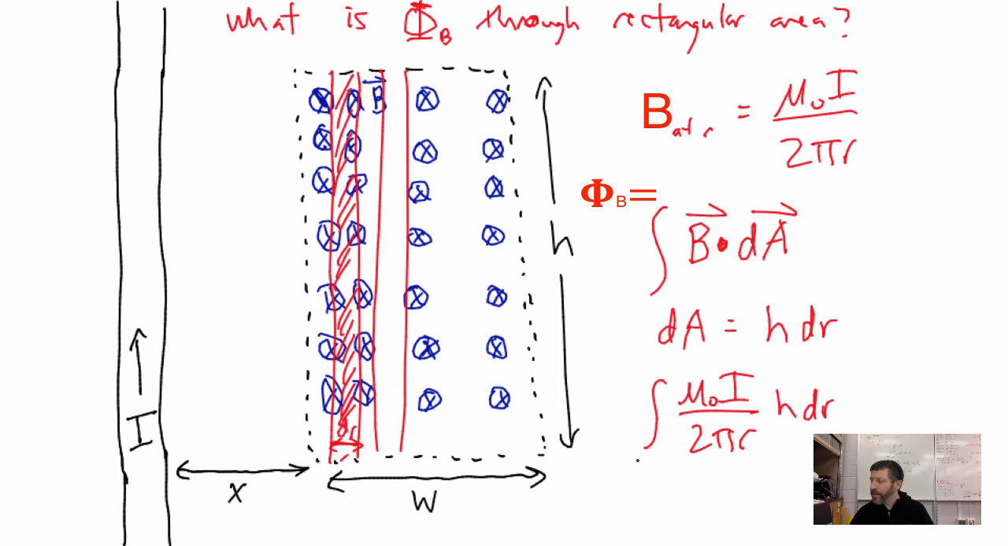And you have to integrate from r equals x, because the rectangle starts this far away from the wire, x, and it ends at r equals x plus w. So that'll get you started on that, and then you can figure out what the total flux through that little rectangular area is.